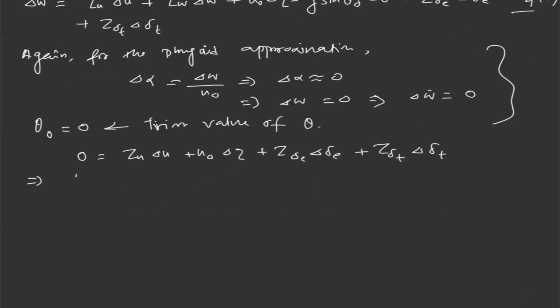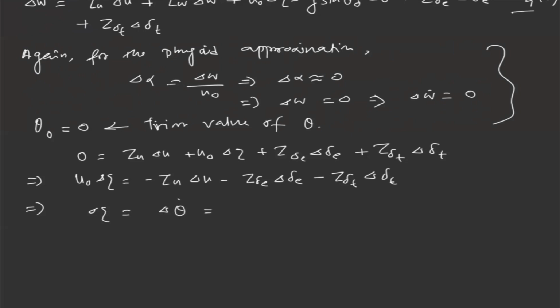Further, we can write u naught delta q equal to minus Zu delta u minus Z delta E capital delta E minus Z delta T capital delta T. And from this delta q, you can write delta theta dot equal to minus Zu divided by u naught delta u minus Z delta E divided by u naught capital delta E minus Z delta T divided by u naught capital delta T.